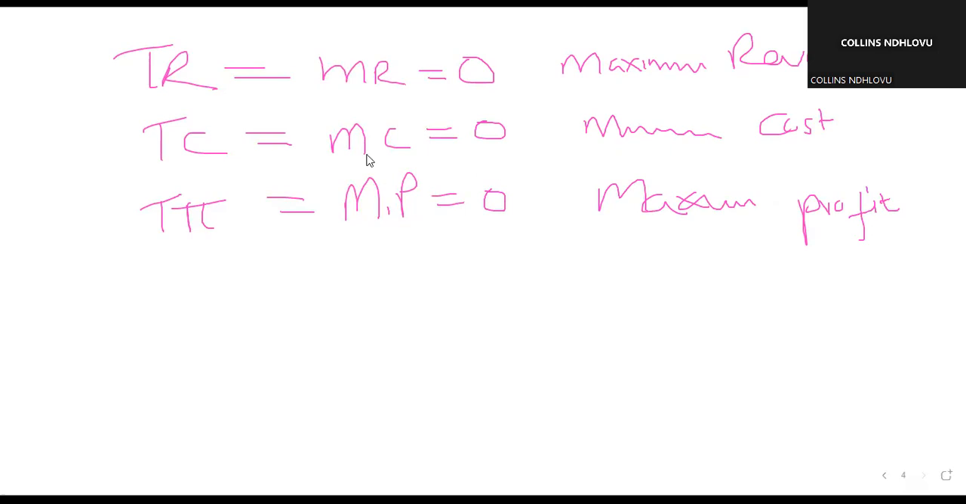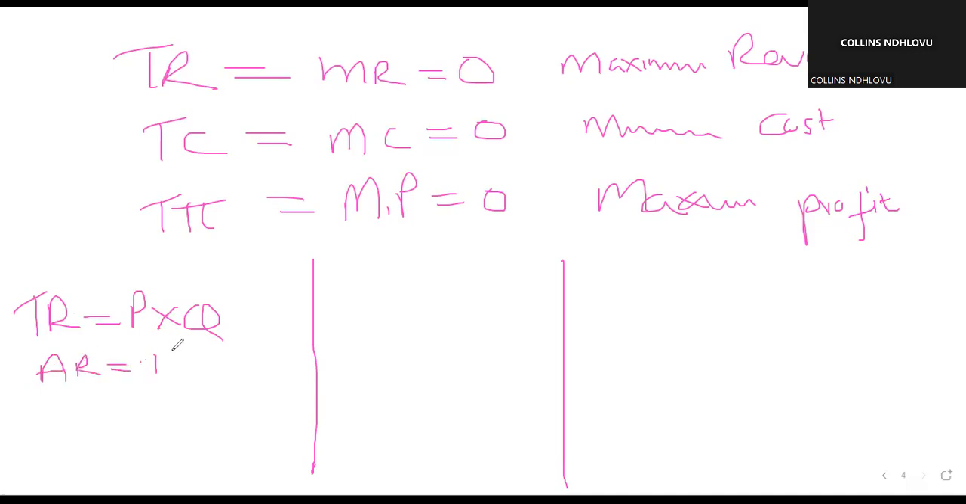So we have about 3 subsidiary formulas that you need to know under revenue analysis, under cost analysis, and under profit analysis. So total revenue, we need to know that it's given by price times quantity. Average revenue is given by dividing the total revenue by quantity. Marginal revenue is given when we differentiate the total revenue with respect to quantity. Do we understand?